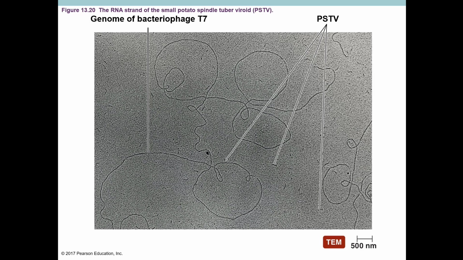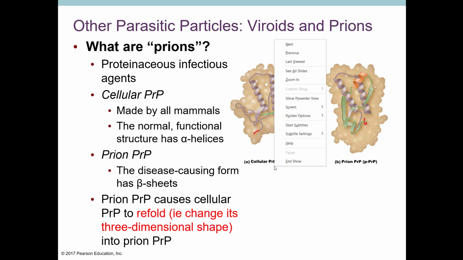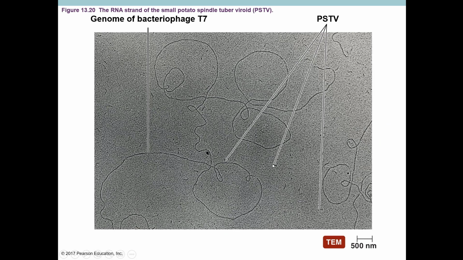So just to give you a sense of size, the chromosome of a phage, just by comparison, the phage is this really long strand. It's the phage chromosome. It's probably the DNA. Phage has a DNA chromosome. But then here you can see this potato spindle tuber viroid is just this small little segment right here.